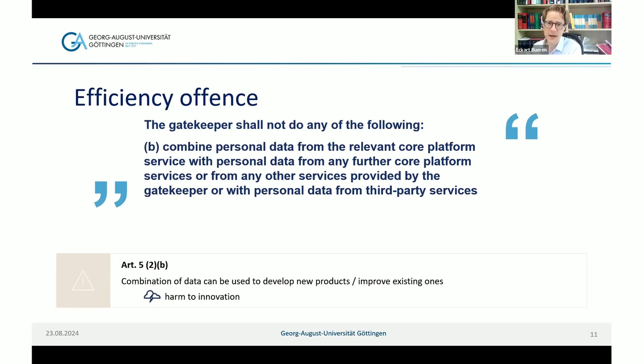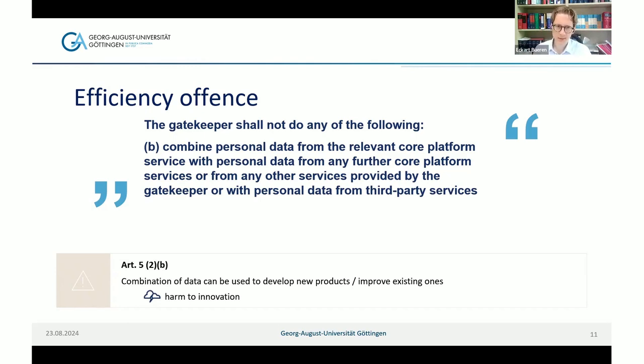And for instance, it says there that the gatekeeper shall not combine personal data from the relevant core platform service. This is actually the big dominant service that the DMA primarily targets. So the gatekeeper shall not combine personal data from the relevant core platform service with personal data from any further core platform services or from any other services provided by the gatekeeper, or with personal data from third-party services. This is actually kind of Lex Facebook, if I put it bluntly.